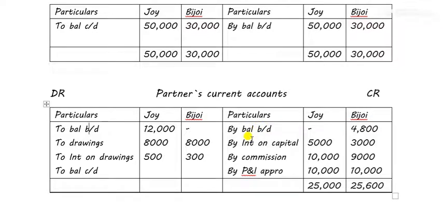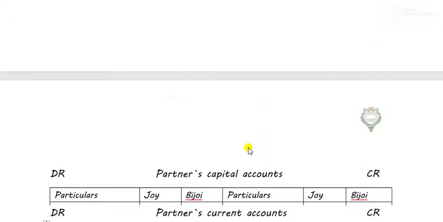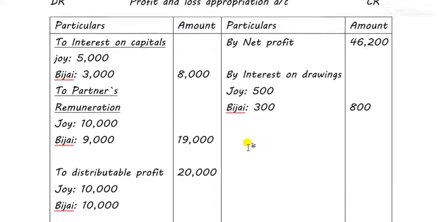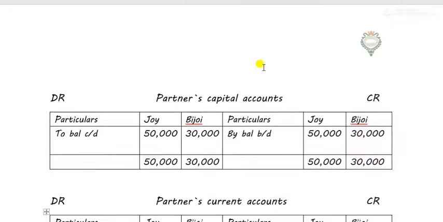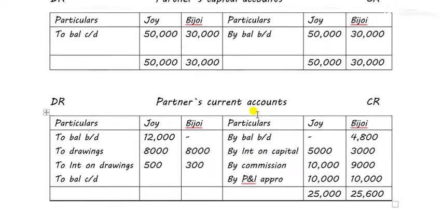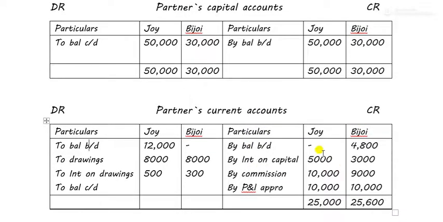Next, we record all the transactions, interest on capital. Remember, you see all the transactions from here only. Whatever transactions you have to record in the partner's current or capital account, we record from here only. Interest on capital we'll record, remuneration we'll record, and profit we'll record. From here we'll record interest on drawings. So interest on capital already recorded, 5,000, 3,000, done. Commission 10,000, 9,000, done. P&L Appropriation 10,000, 10,000, done.